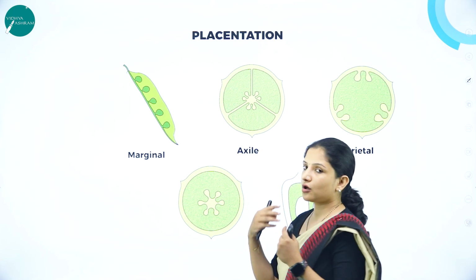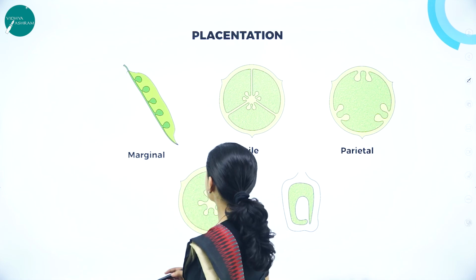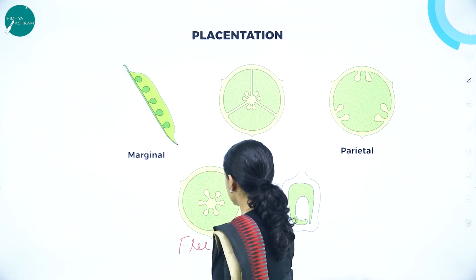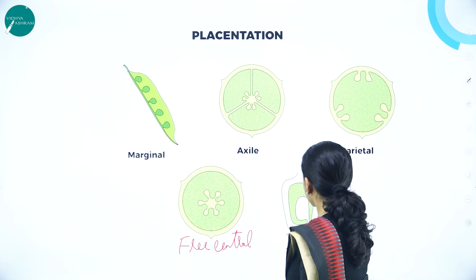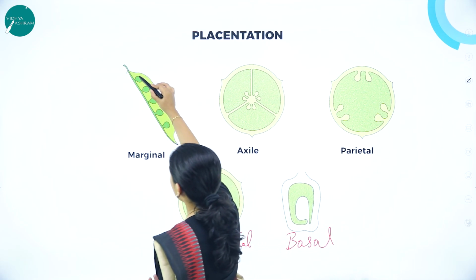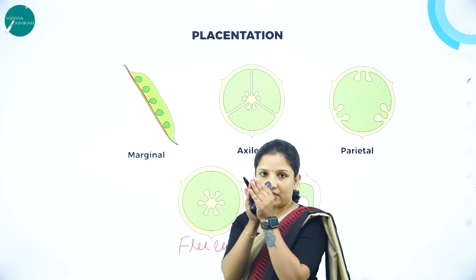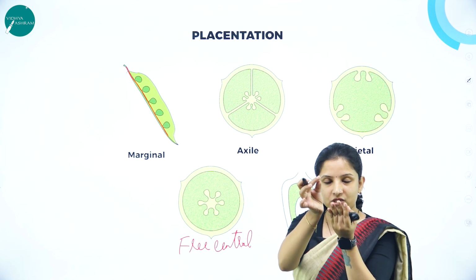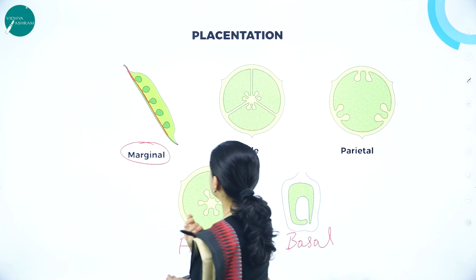Now based on how the ovules are arranged, there are different types of placentation: marginal, axial, parietal, free central, and basal. So what is marginal placentation? Here you can see the ovules are arranged in one particular margin. If you take a pea pod and just open it, all the ovules will be arranged in one margin only. Therefore it is called marginal placentation.